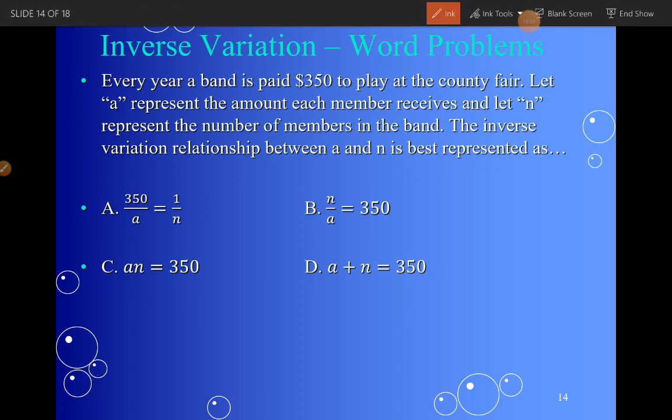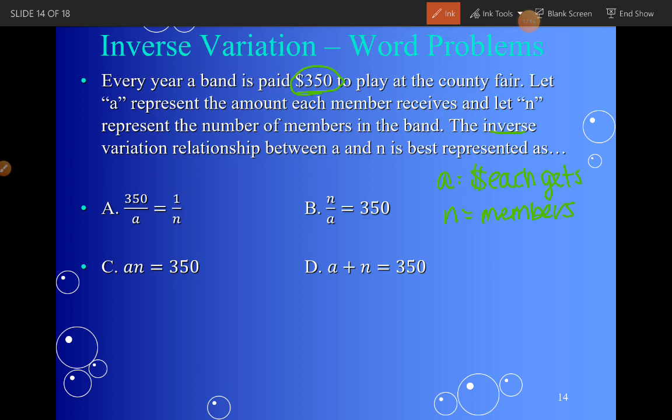Okay, so again, here's a band. They're getting paid $350 to play at the county fair. Let A represent the amount each member receives. So A is the money each gets, and N is the members.